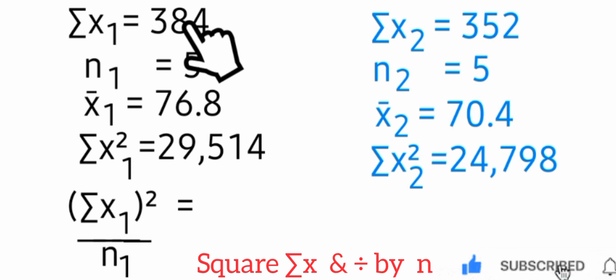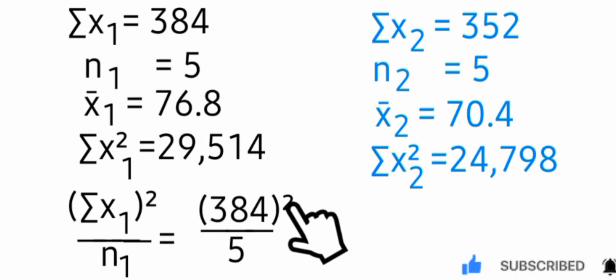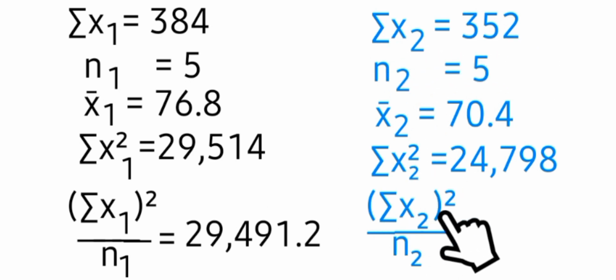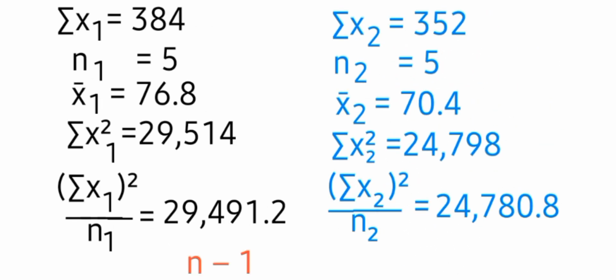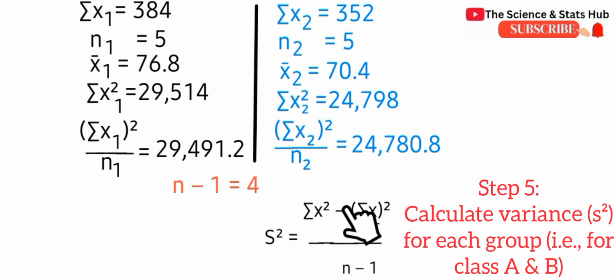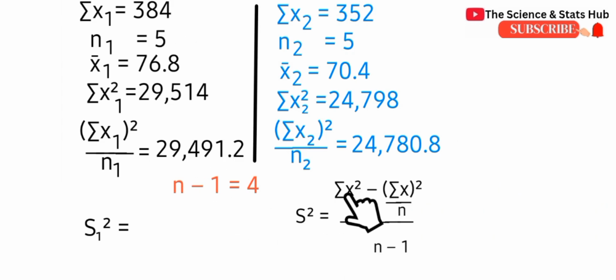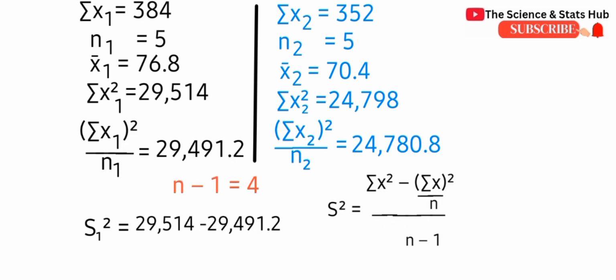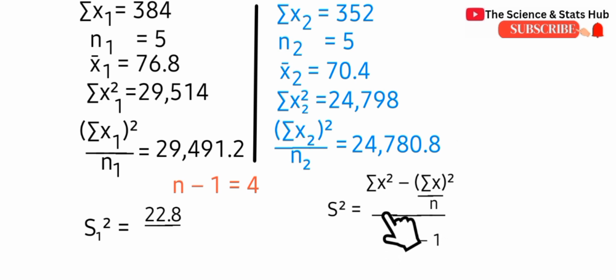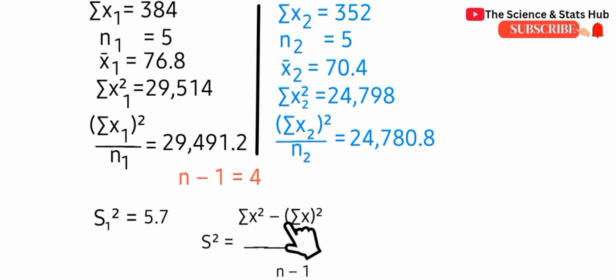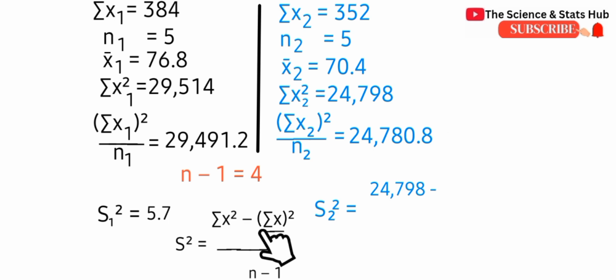Squaring this value and dividing by n1 will be 384 squared divided by 5. Squaring this value and dividing by n2 gives, since we have equal sample size, n minus 1 will be 4. Calculate the sample variance for each group using this formula. Variance for group A will be summation x squared minus summation x all squared divided by n, which will get this. So this value minus this, divided by n minus 1, 22.8 divided by 4, 5.7. Let's also compute variance for group 2. Summation x squared minus summation x all squared divided by n. This value minus this, 17.2 divided by 4, 4.3.